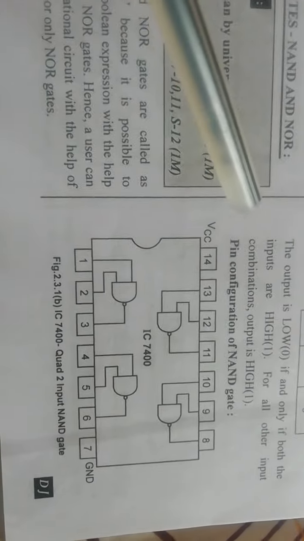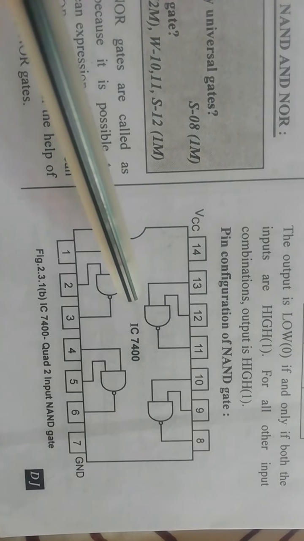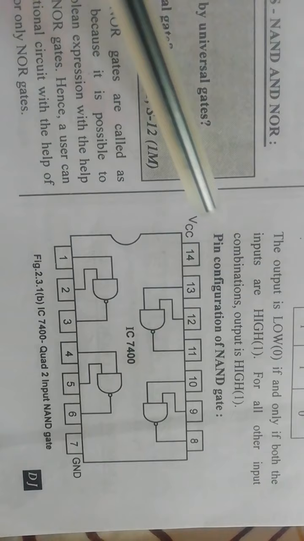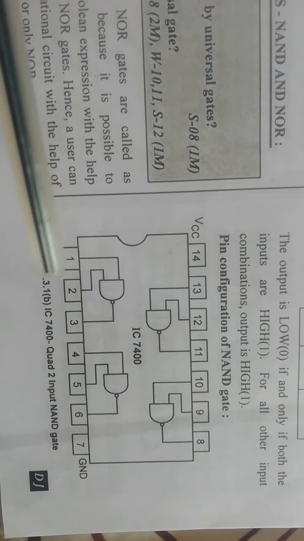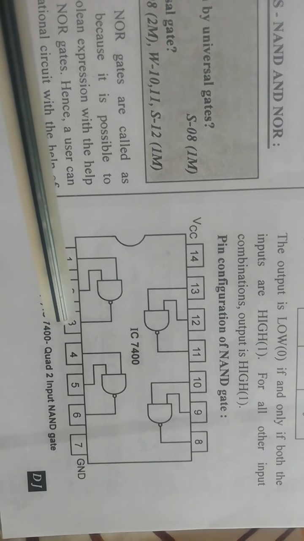And for this NAND gate we use IC 7400. Okay, same, this has 14 pins. Pin 14 is connected to VCC, 7 is ground, and pin 1 is an input, pin 2 is an input, and pin 3 is the output.